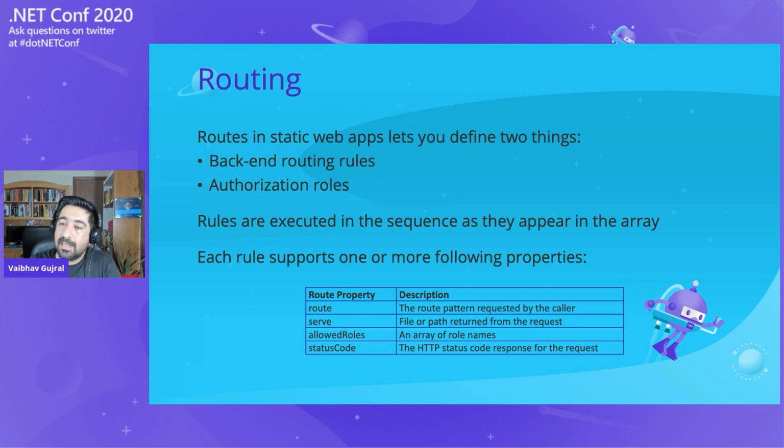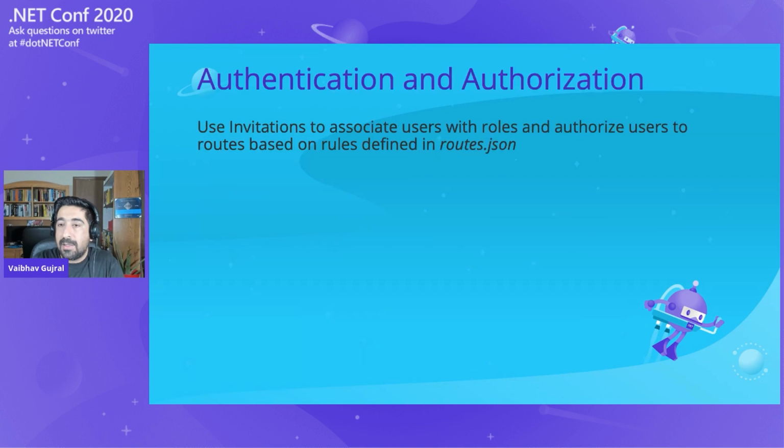Serve defines the file or path that is returned from the request as a response. Allowed roles, as I said, defines the array of role names. And once we define the allowed roles array for a route, it restricts the route to the users belonging only to those roles. Lastly, status code defines the HTTP status code returned as a response for the request.